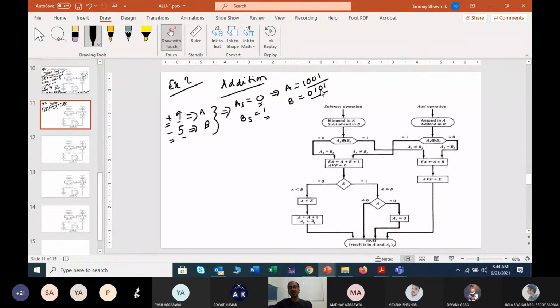So next thing we will do, we will simply perform AS XOR BS, but this time AS XOR BS will give you the result as 0 XOR 1, that means 1. So that means different sign.